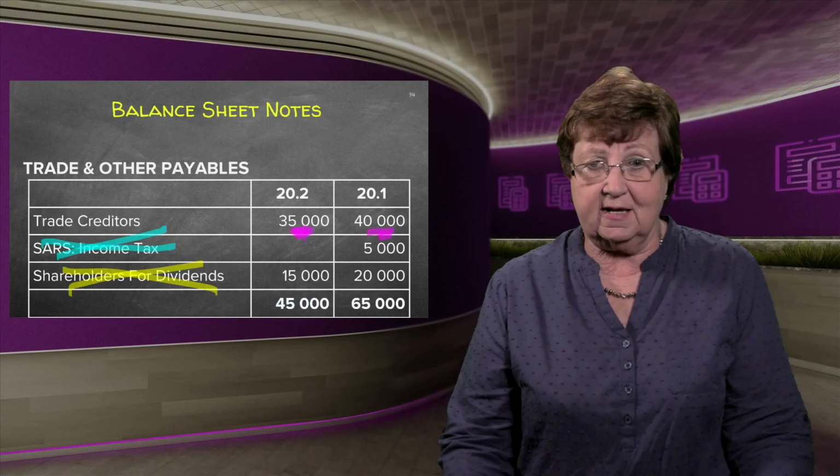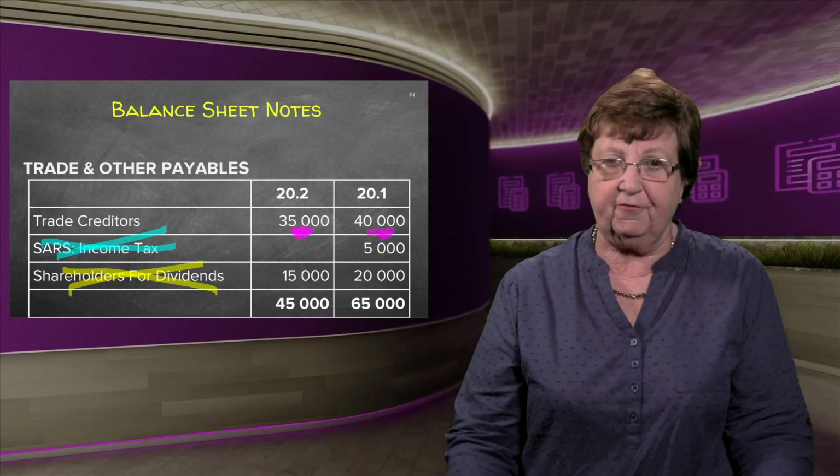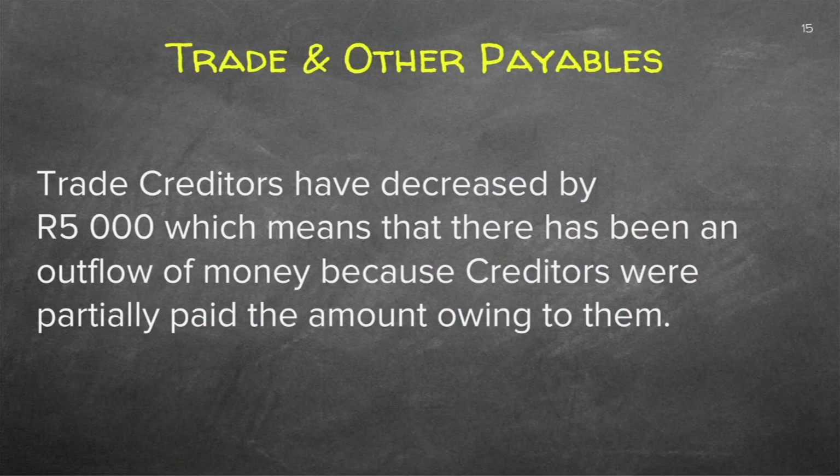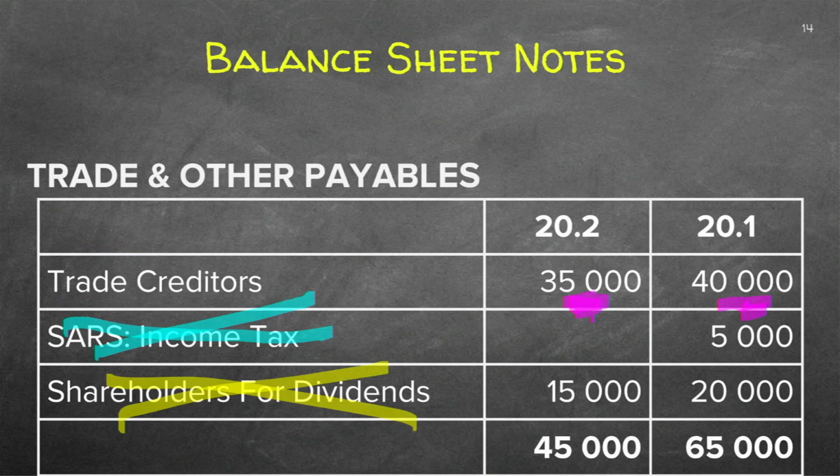And if we've paid our creditors, money must have flowed out of the business. And so trade creditors have decreased by 5,000, which means there has been an outflow of money because creditors were partially paid the amount that was owing to them. Please note why I've said partially, because we still owe them 35,000 Rand. So we only paid part of the 40,000 Rand from last year to this year.